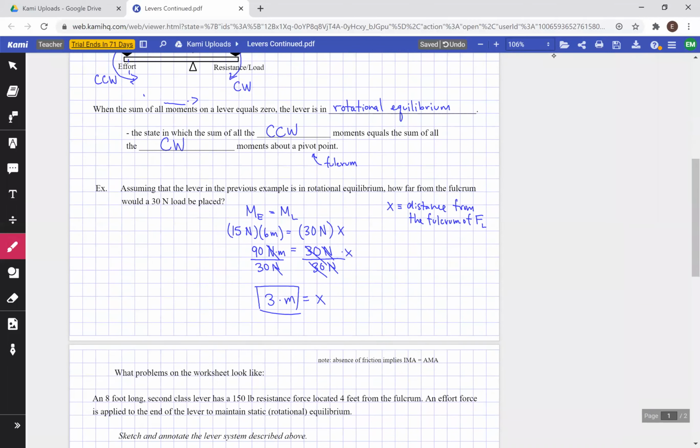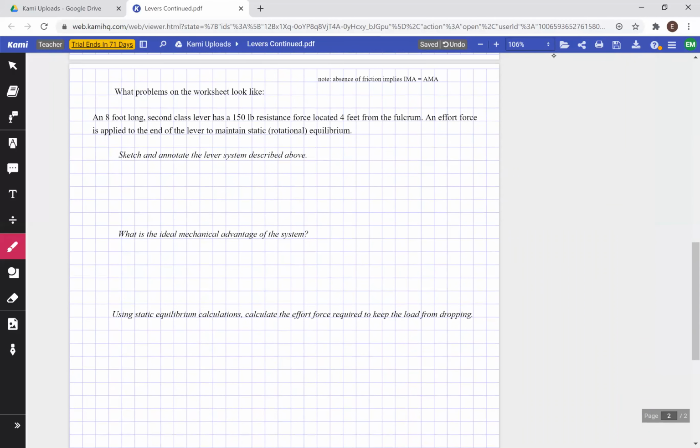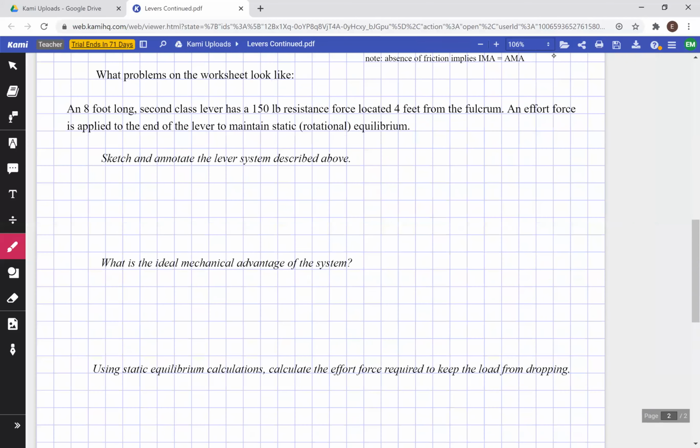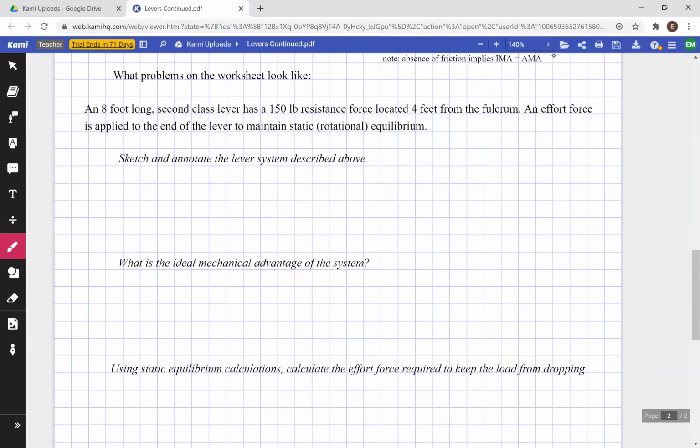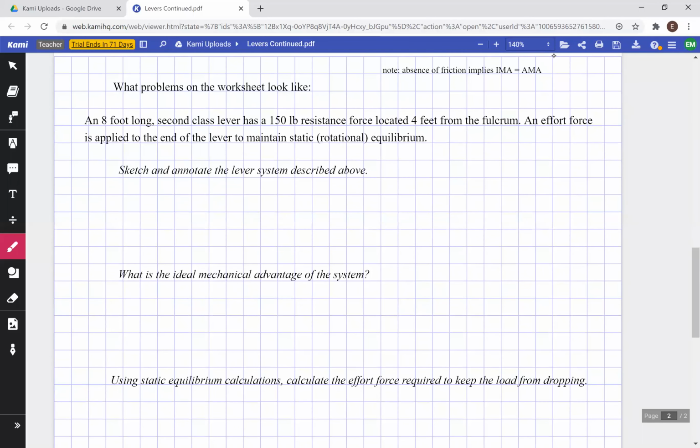So we'll do more practice problems with that. You're going to have a worksheet that has 3 different examples and 3 questions for each one. And they'll look a lot like this. So this is not on the worksheet. This is one that I pulled from a textbook, just to show you an example of how to go about doing the problems on the worksheet for today.